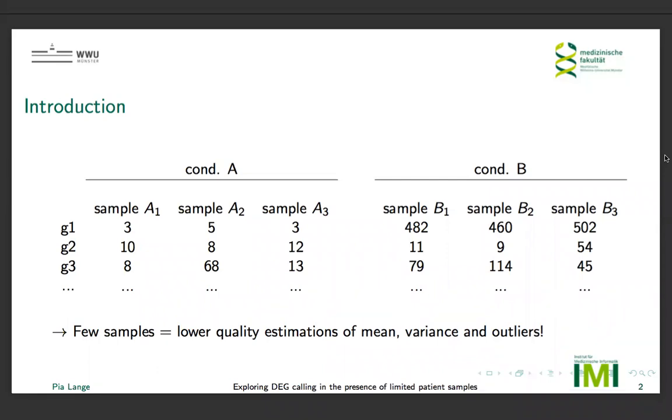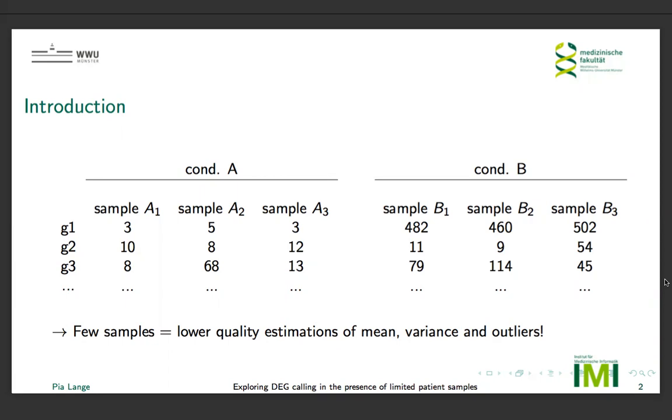In some cases, it is very clear to identify the DEGs, for example, gene 1, but sometimes it is harder, when we have outlier samples as B3 for gene 2 and a very high variance as in G3. The obstacle here is mainly that we only have 3 samples per group, which makes it very hard to estimate the true mean and variance and to identify the outliers.